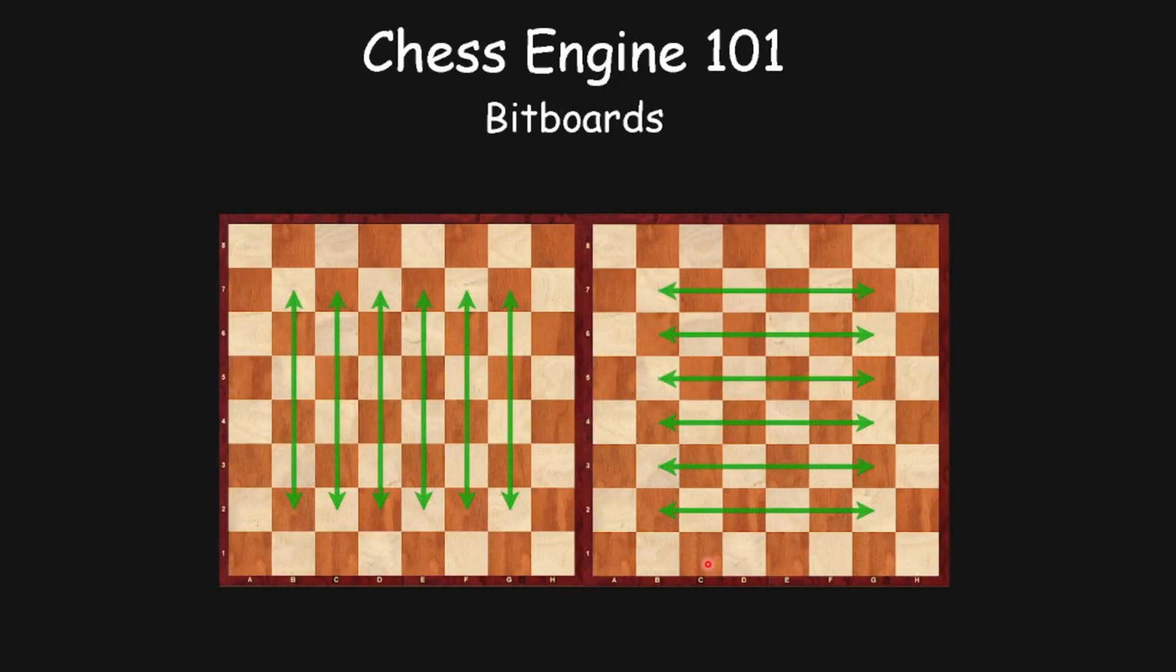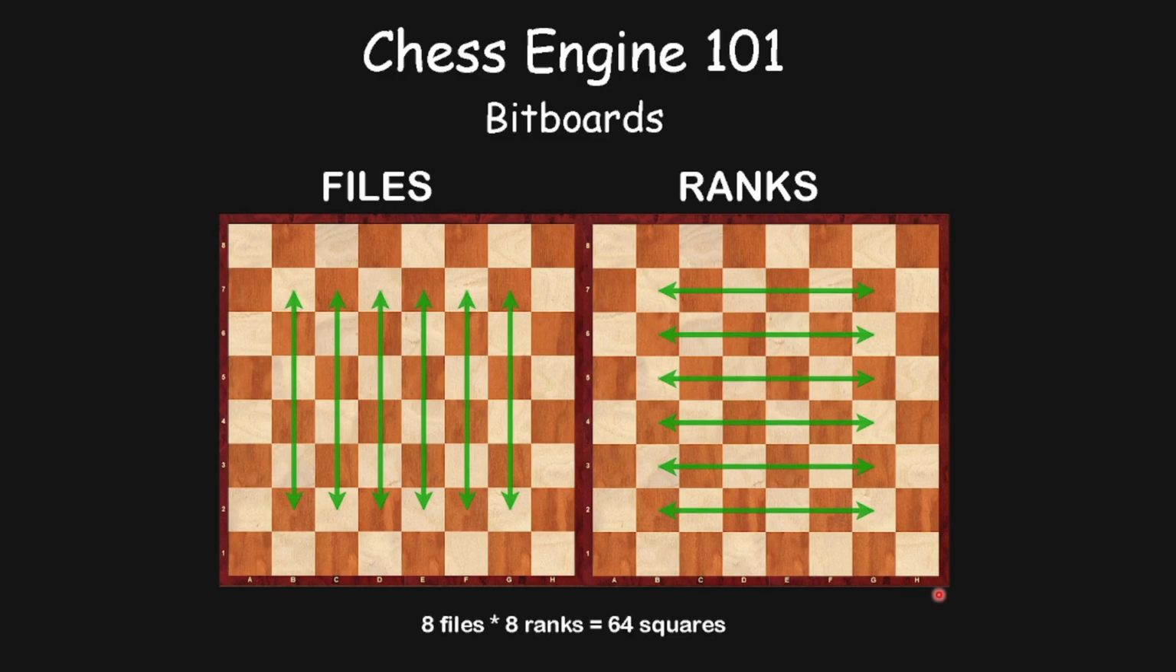Now, for all of you that don't know, this is a chessboard. You should probably learn what a chessboard is before making the chess engine. But as you can see, the files are vertical and go from 1 to 8, and the ranks are horizontal and go from A to H. This gives us 8 ranks and 8 files, in total 64 squares. Each square can hold one piece.